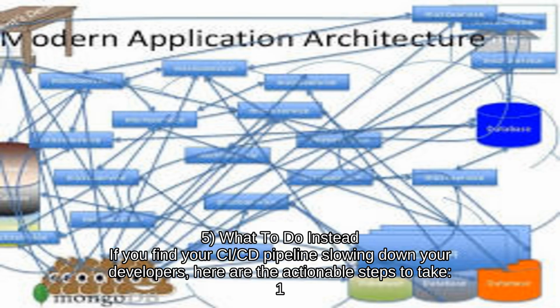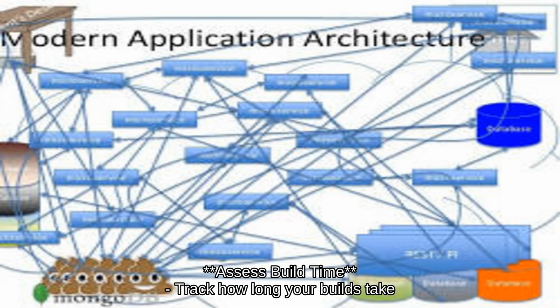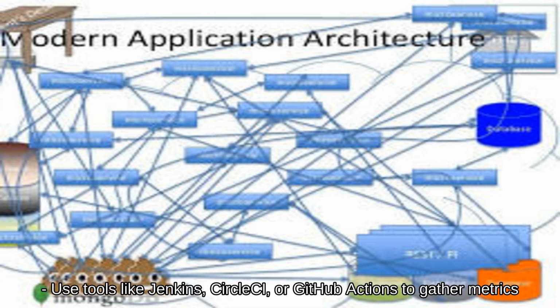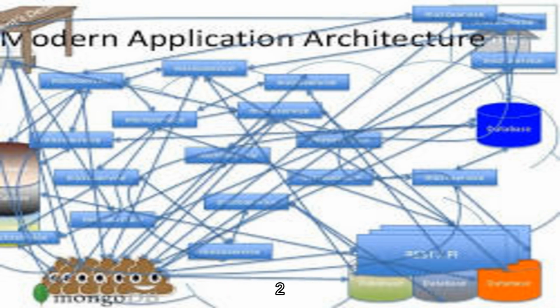What to do instead if you find your CI/CD pipeline slowing down your developers? Here are actionable steps to take. 1. Assess build time: track how long your builds take. Aim for a target of under 10 minutes for a successful build. Use tools like Jenkins, CircleCI, or GitHub Actions to gather metrics.